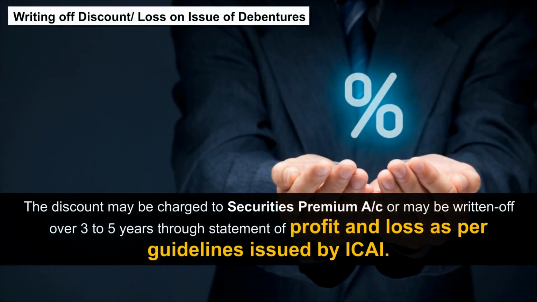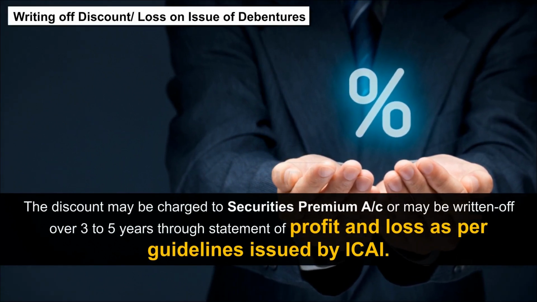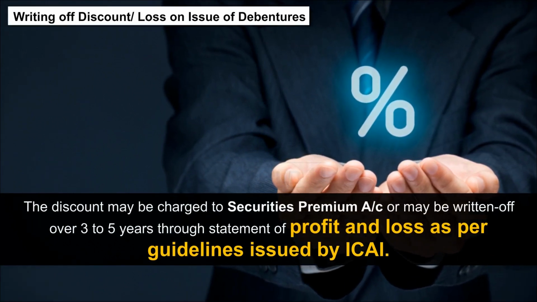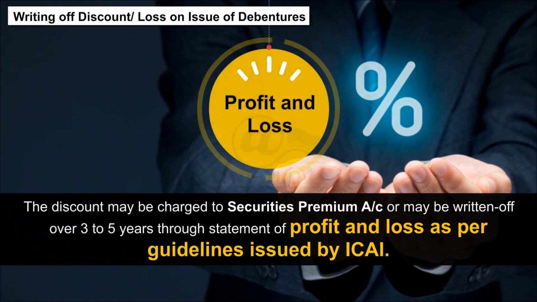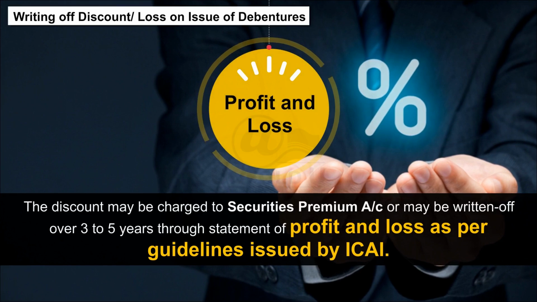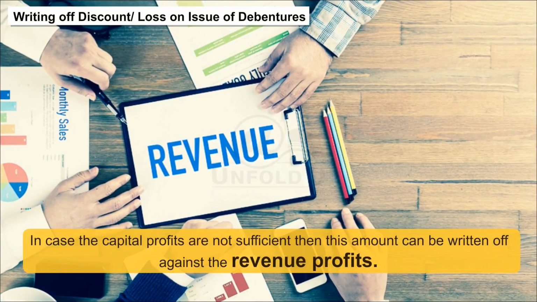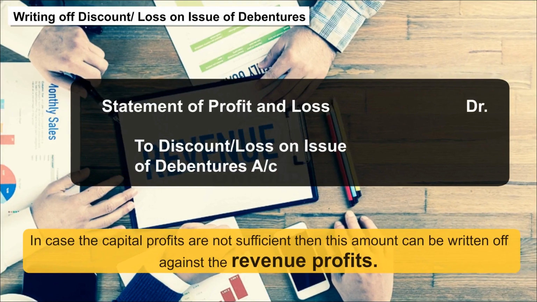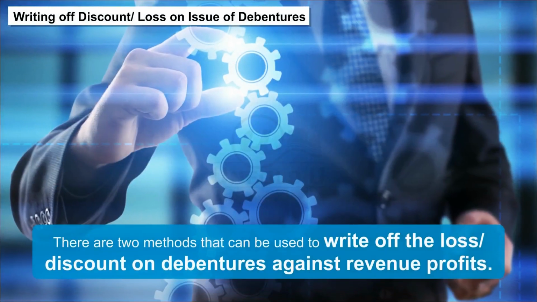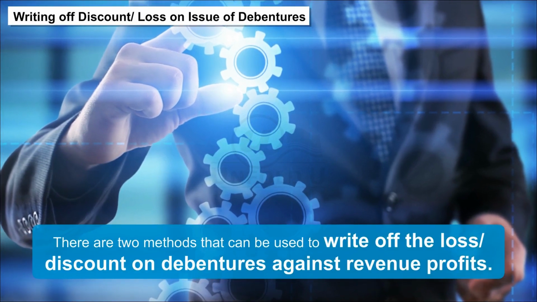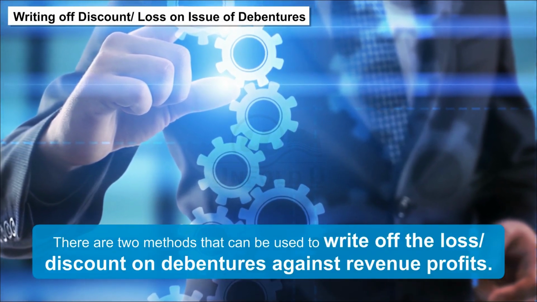The discount may be charged to securities premium account or may be written off over 3 to 5 years through statement of profit and loss as per guidelines issued by ICAI. In case the capital profits are not sufficient, then this amount can be written off against the revenue profits. There are two methods that can be used to write off the loss or discount on debentures against revenue profits.